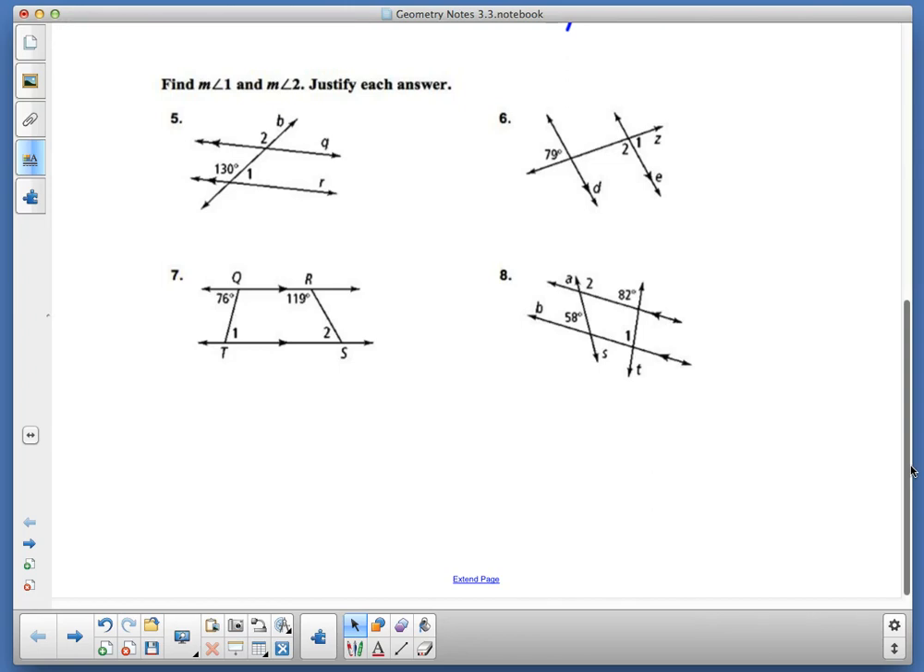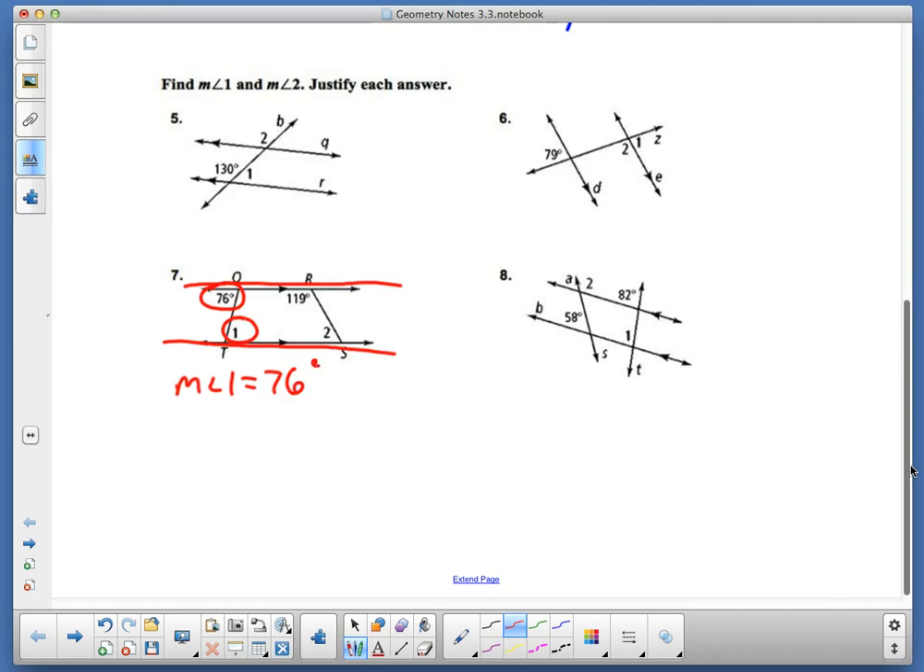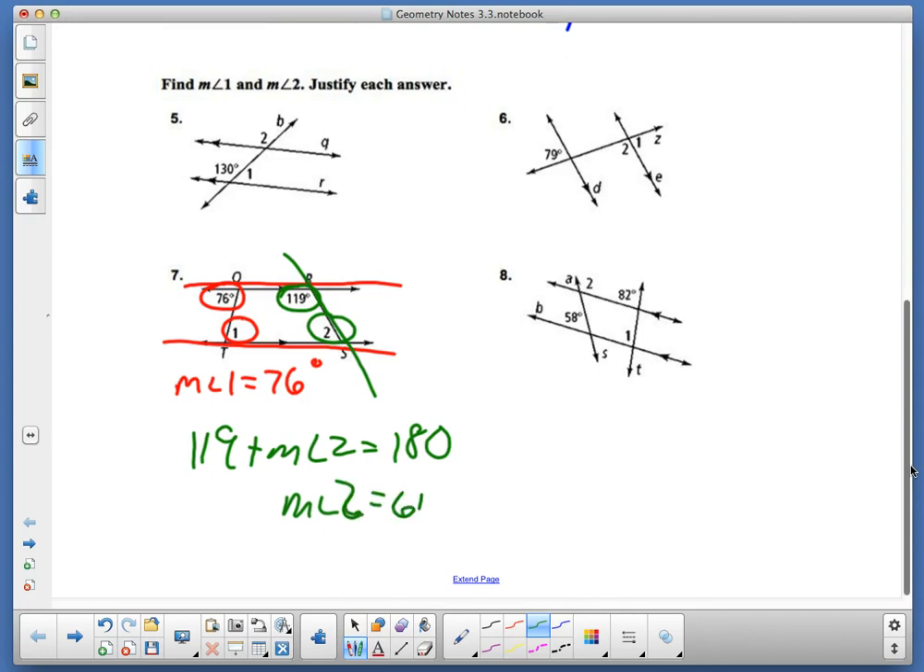So 7. Just like we did in class yesterday, measure of angle 1 was 76, alternate interior angle, and measure of angle 2 was 61 because of same side interior angles. Remember, same side interiors add to 180. So when I'm looking at problem 7, the measure of angle 1 is 76. Because these are on the same side, 119 plus the measure of angle 2 are supplementary. So they'll add to 180. So I subtract and I find out the measure of angle 2 is 61 degrees.